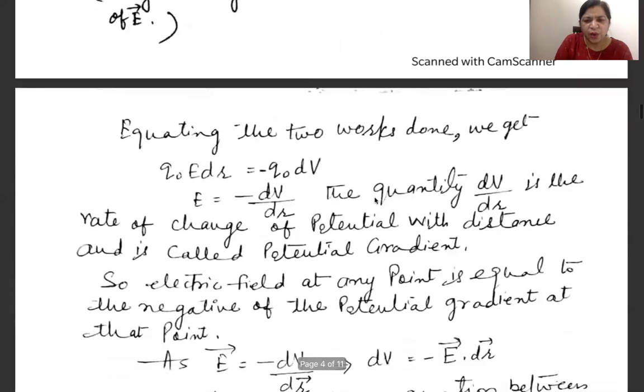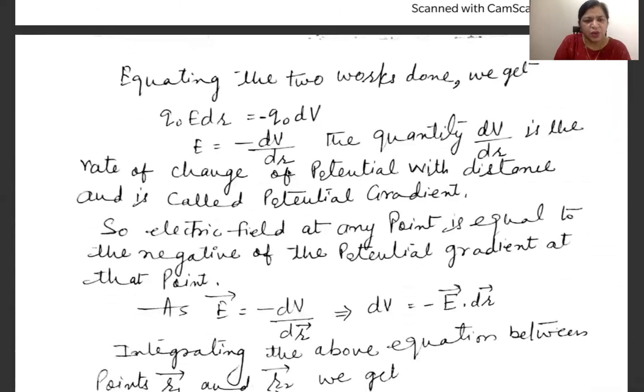So equating the two equations, we will be having Q naught E dr is equal to minus Q naught dV. So this Q naught will go with this Q naught, and we will be having E is equal to minus dV by dr. This quantity dV by dr is the rate of change of potential with distance.